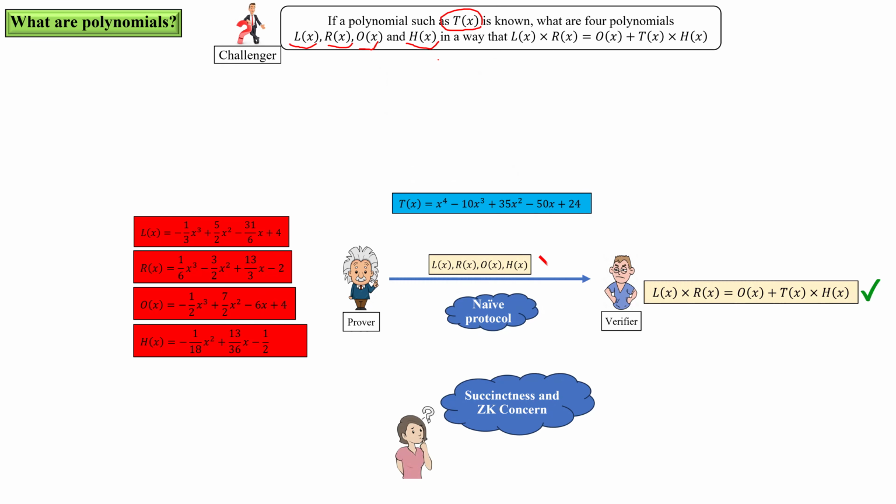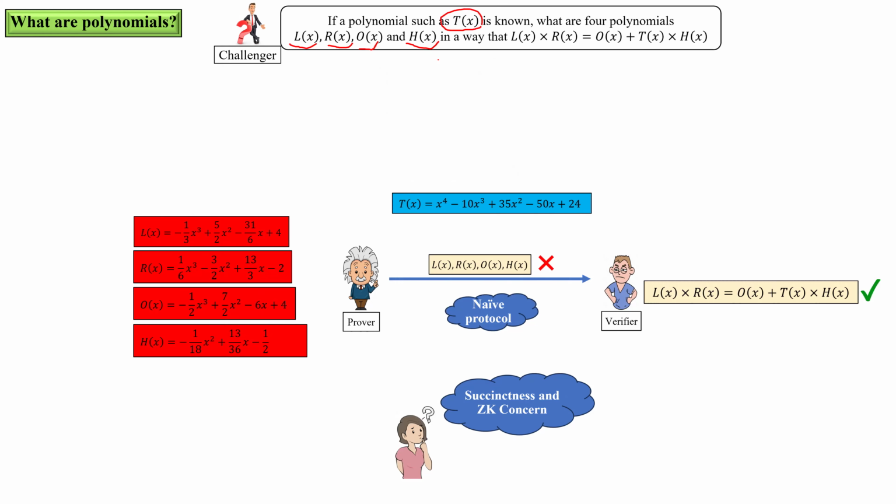However, this protocol suffers from two issues. The first one is succinctness. The protocol is not succinct. If the size of the polynomials is big, so here for this example, we use a simplified version of polynomials with just degree 4. But in practice, if the degree of the polynomials is big, sending four big polynomials to the verifier is not succinct, right?